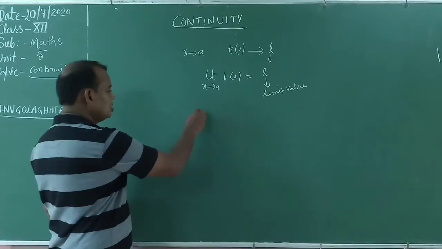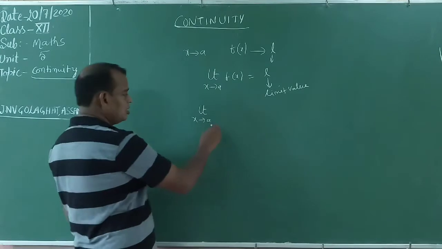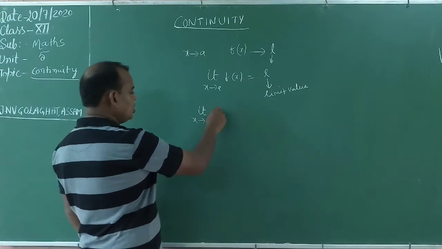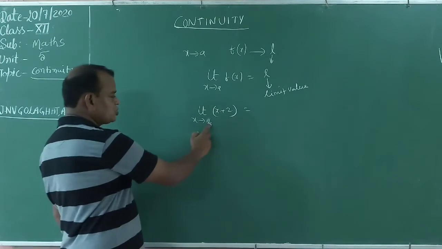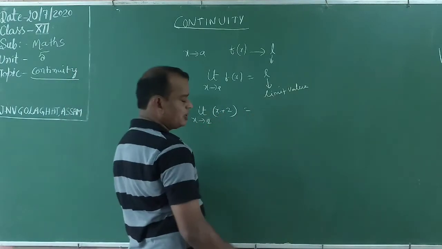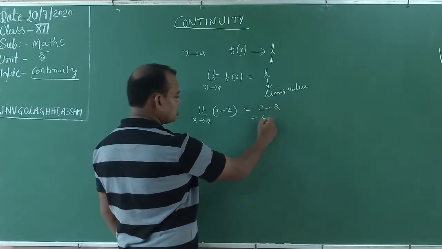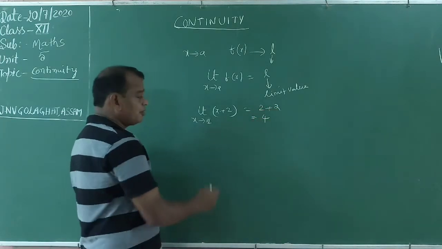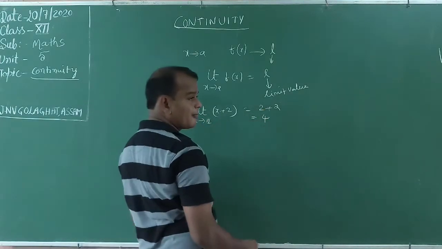But suppose limit x tends to 2, x plus 2 is equal to how much? Now, x approaches 2 and the function approaches some value. x approaches 2 means you substitute 2, so 2 plus 2 equals how much? 4. Whenever you can simply substitute the value, we need not write the limit. 2 plus 2 equals 4.